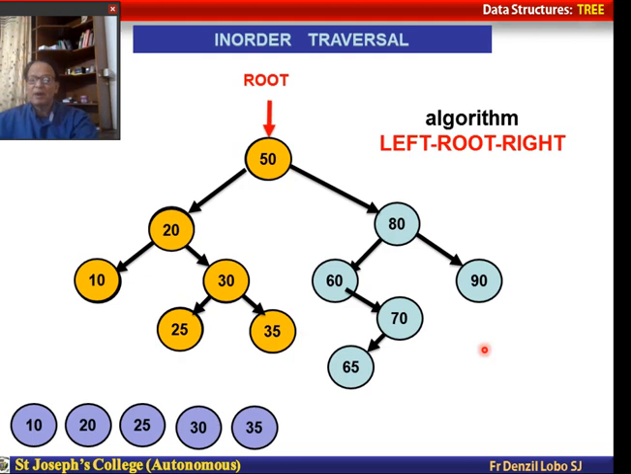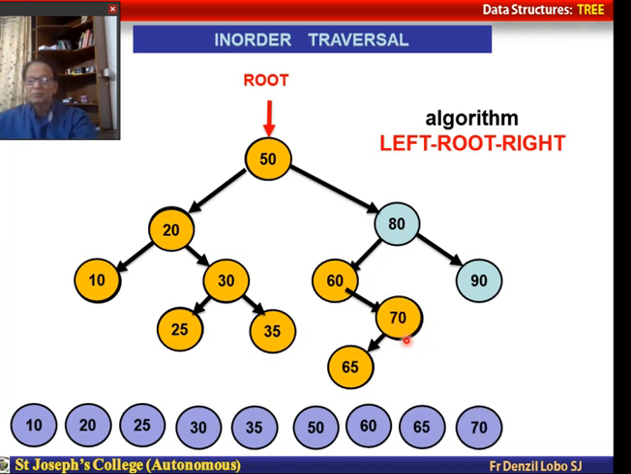Now I come to the right subtree. Again, I go to the leftmost. 50 is printed here. Now I come to this. So 60 is printed. Then there is no left, then I come to the right subtree. Again, go to the leftmost. 65 is printed. Then root here. There is no right subtree. I go to the root. I print that root. I come to the right subtree.